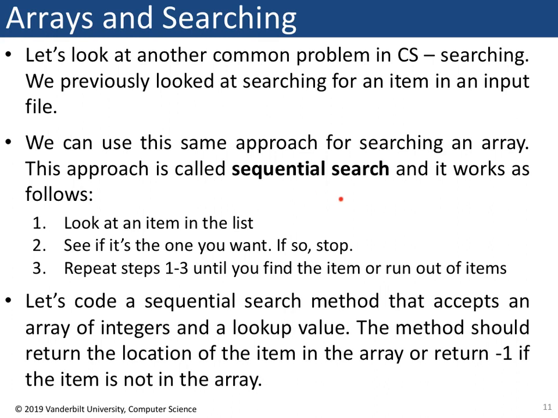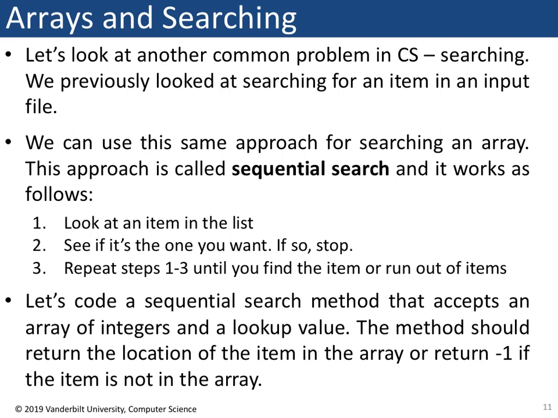Look for the item in the list. If you found the item you want, stop. If you haven't, look for the item in the list. If you found the item you want, stop. If not, repeat 1 through 3 until you either find the item or you run out of items to look through. So let's look at some code for a sequential search method that'll accept an array of integers and the value that we wish to search for. This method should return the location or a -1 if it's not found.